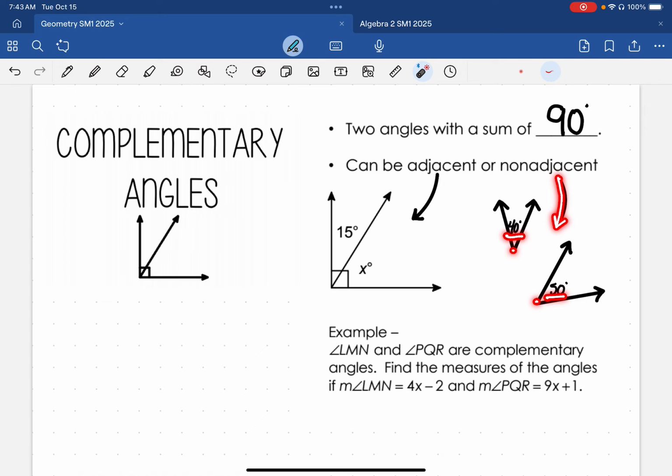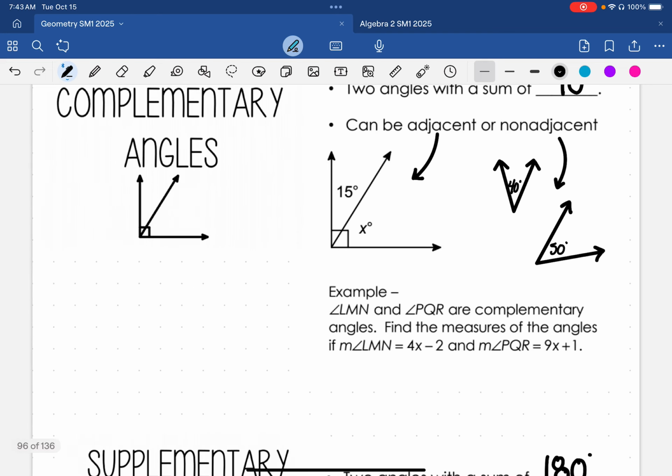40 plus 50 is 90. Let's go ahead and take a look at our first example. Angles LMN and PQR are complementary. So notice as we're reading right here, we see that they are complementary angles. This means that I know that they sum together to make 90 degrees. So I could go ahead and say angle LMN plus angle PQR equals 90 degrees. And I know this because of that first sentence right here.